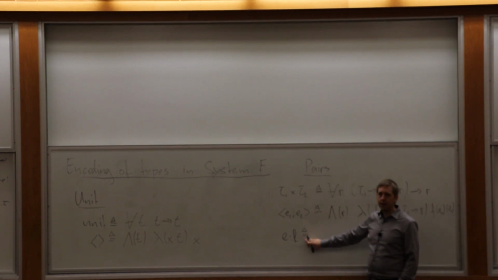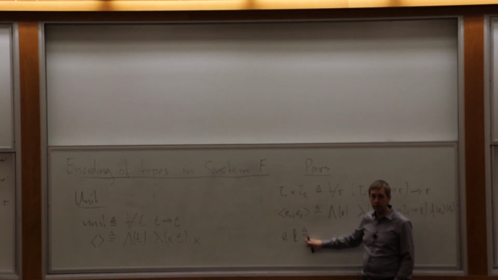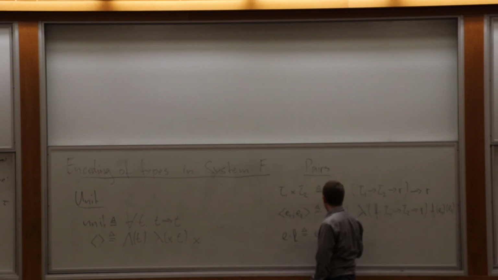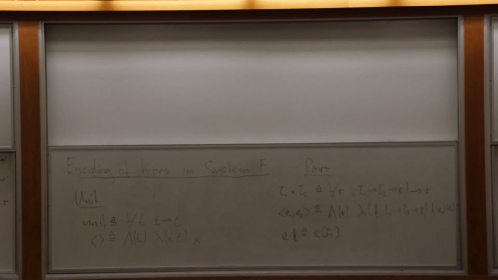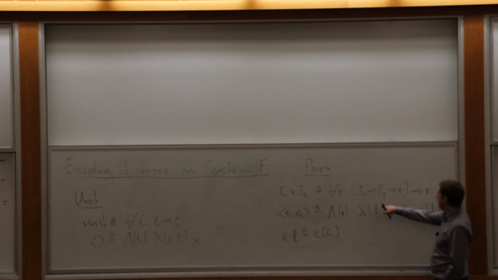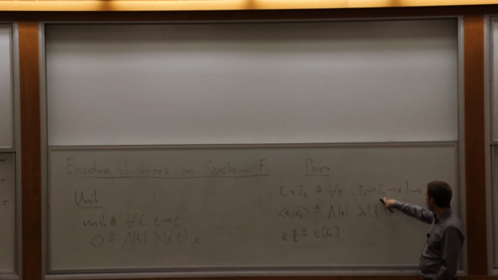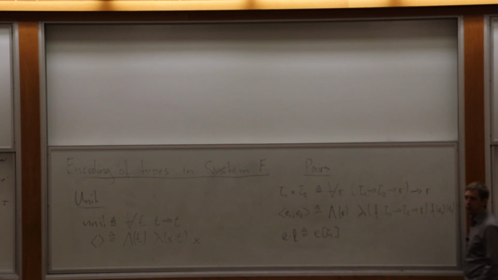And here, what do I want to get? When I want to get out the left element, what type should it have? Tau 1. Right, so why don't we give it tau 1 here. So the next thing I have to give it is a function that takes something of type tau 1 and something of type tau 2 and then returns something of type tau 1. So why don't we do that?